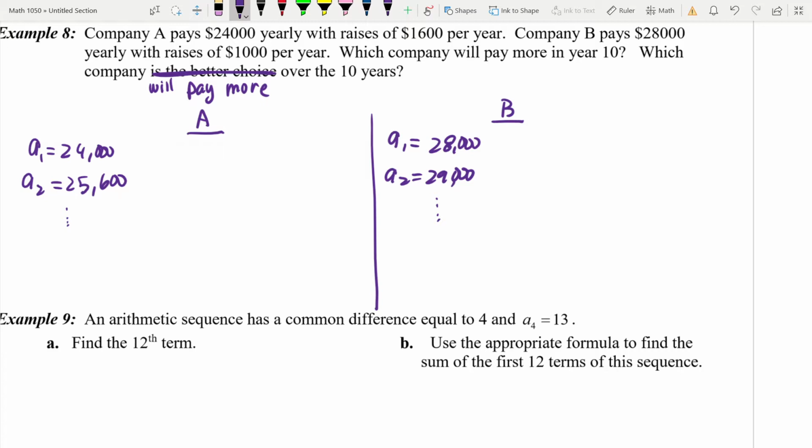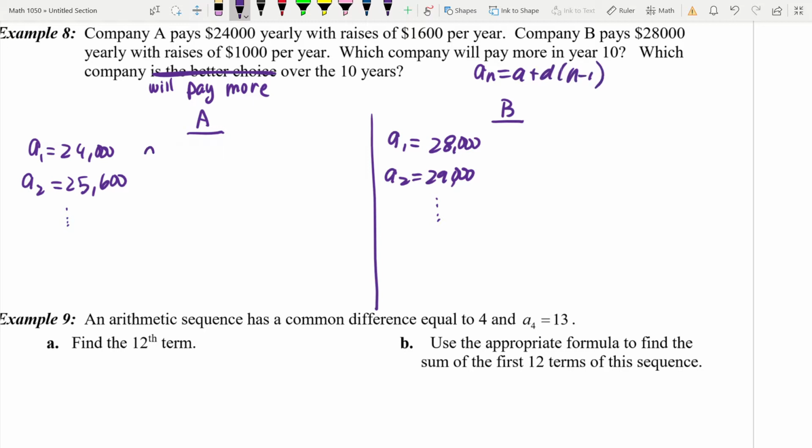Read the first question. Which company pays more in year 10? Guys, is that A sub n or is it S sub n? Is it a specific term or a sum? It's a specific term, right? So everybody over here, write A sub n equals A plus D times n minus 1.